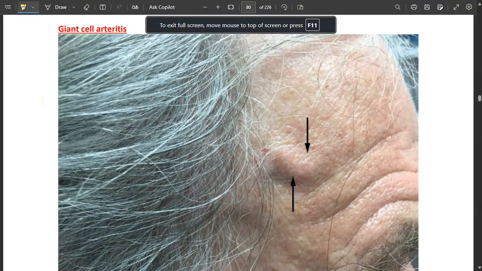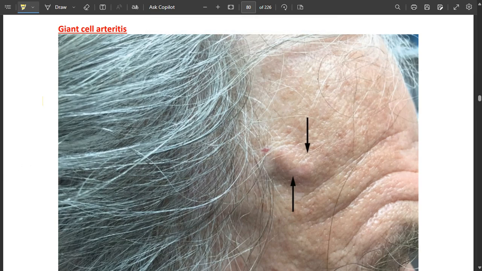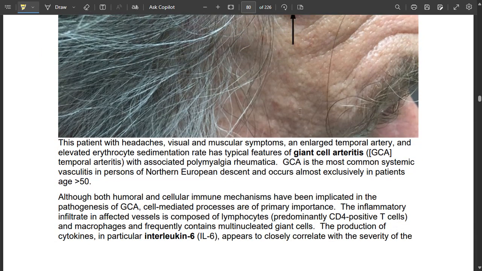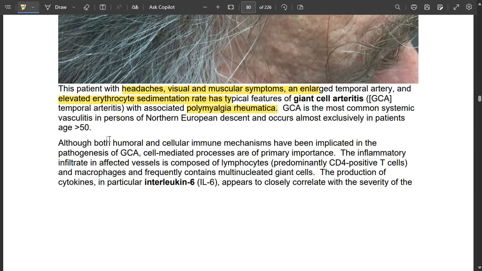All right, I think this now makes sense. So it's a gray-haired female with something in the temporal region that may be a sign of temporal giant cell arteritis. The patient with headache, visual and muscular symptoms, enlarged temporal artery, and elevated ESR has typical features of giant cell arteritis with associated polymyalgia rheumatica. So it is also studied with polymyalgia rheumatica. GCA, giant cell arteritis, is the most common systemic vasculitis in persons of Northern European descent, that is Scandinavian descent, and most commonly occurs in patients more than 50 years of age.